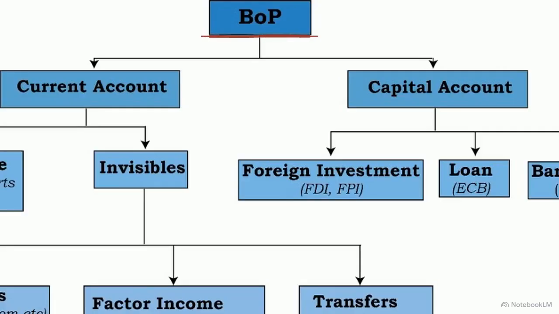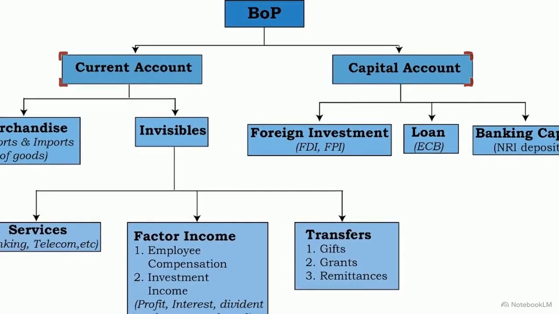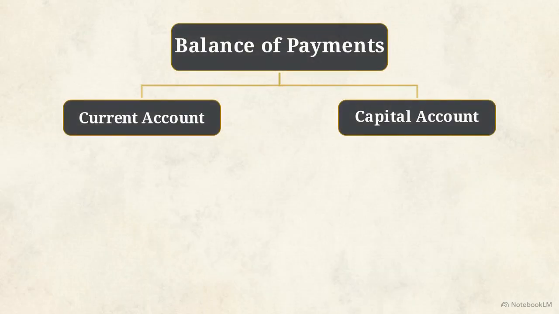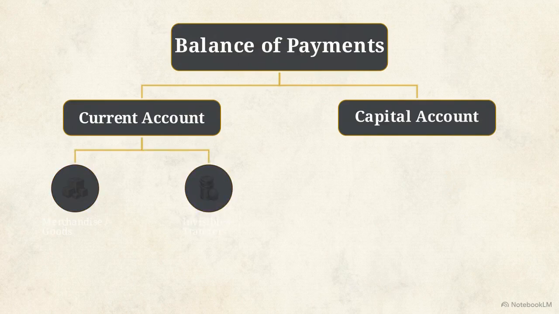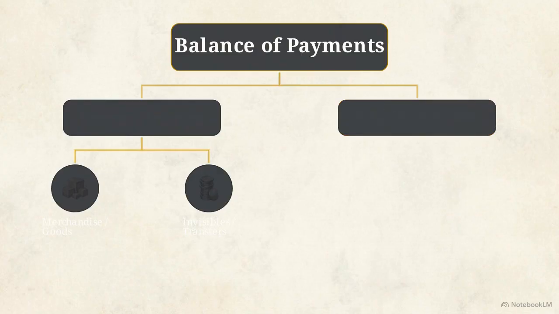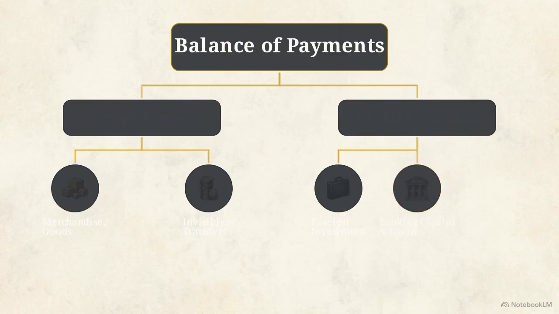This diagram of the balance of payments shows how a country tracks its global transactions. It is divided into the current account and the capital account. The distinction is precise. The exchange of goods and services, and transfers like remittances, belong strictly to the current account. The capital account records changes in asset ownership, including foreign investments, commercial borrowings, and banking capital.